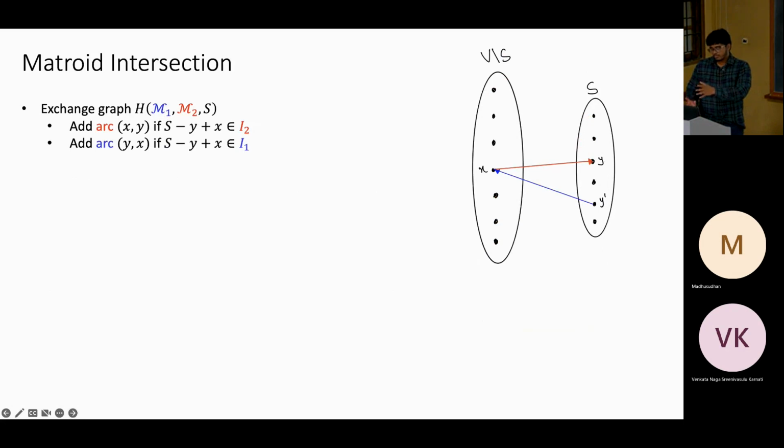Given two matroids and one common independent set, so S is already in I1 and I2, the exchange graph is just a union of both the previous graphs, where you direct the edges from one graph forward and the other backward.